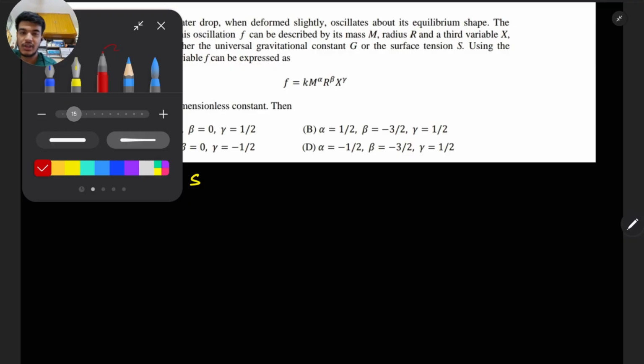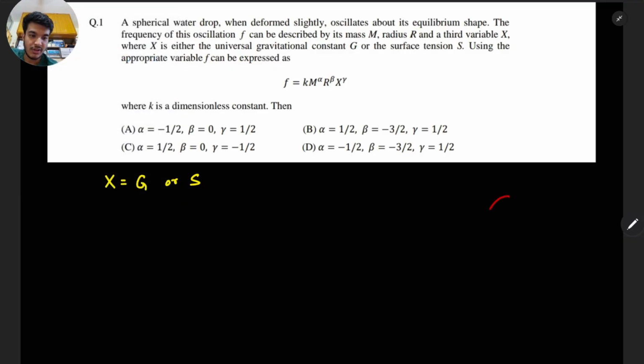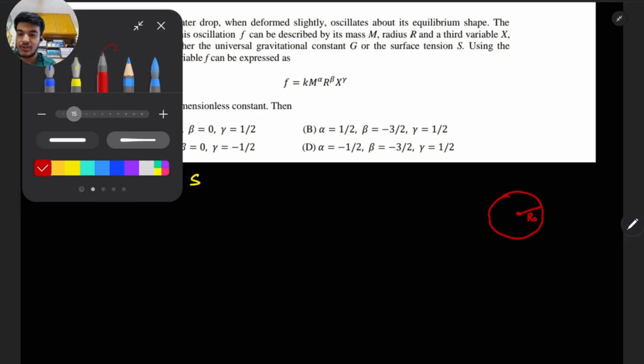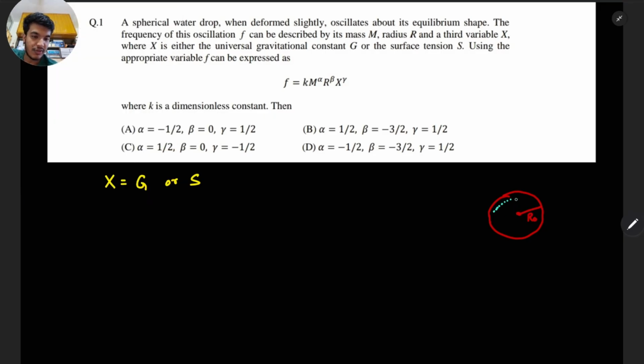Let us first try and understand what x is, because there are 2 possibilities. Either x can be the gravitational constant G, or it can be surface tension S. For this, we need to understand what is happening in this question. We have a spherical water drop. Let's say the mean radius was capital R0. Now if it is slightly deformed about its center, which is O, let us say the deformation is something like this.